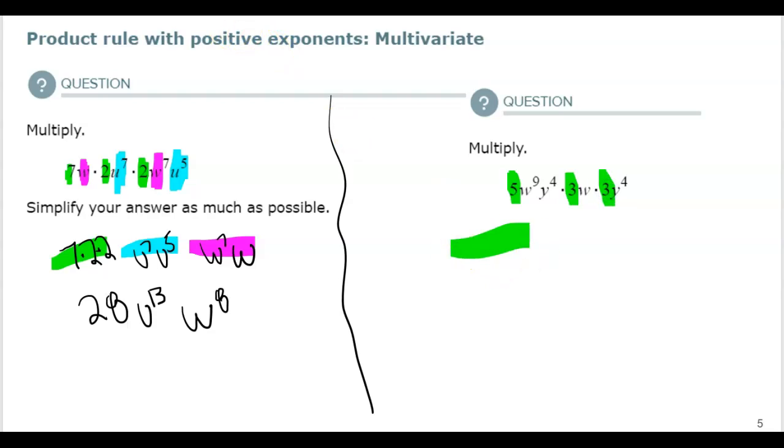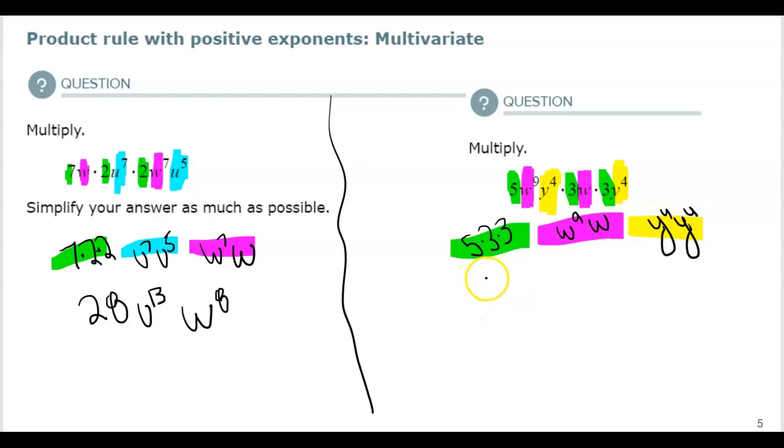My constants, my w's, and my y's. So that's what we'd have so far, and that's what you should have gotten there.